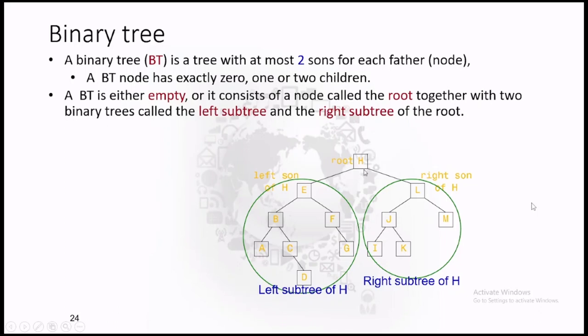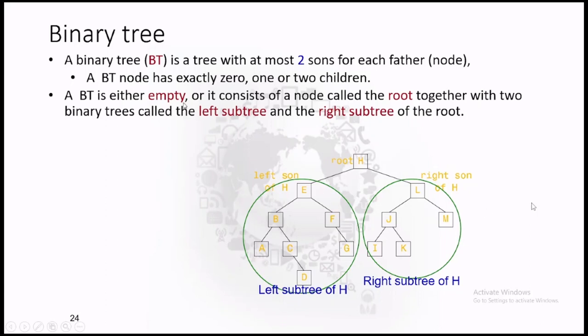Let's say H over here. It fulfills as a binary tree, right? Because it has at most 2 sons. Same for the C here. It has 1 child. A doesn't have children. This whole thing is a binary tree.